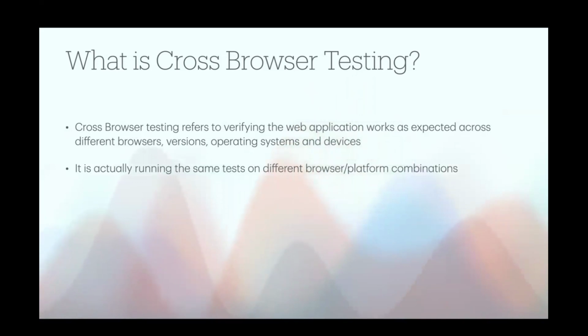It is actually running the same test on different browser and platform combinations. Like I said, running the test on the Chrome browser on Windows 10, then the same test on a Windows 11 machine on Chrome, and maybe running Chrome version 122, which is the latest version currently in beta. Maybe running the test on version 121, the older version, 120, and so on. Similarly, running the test on Firefox in its multiple versions, also on Safari, and likewise on Edge as well.